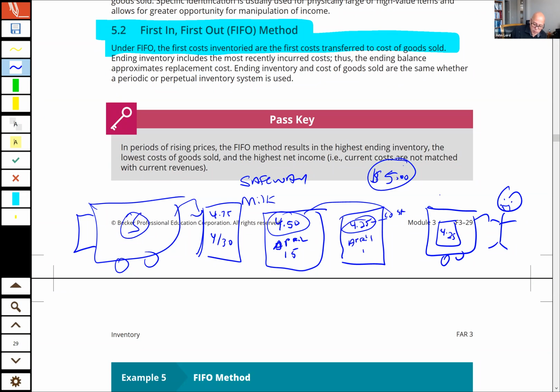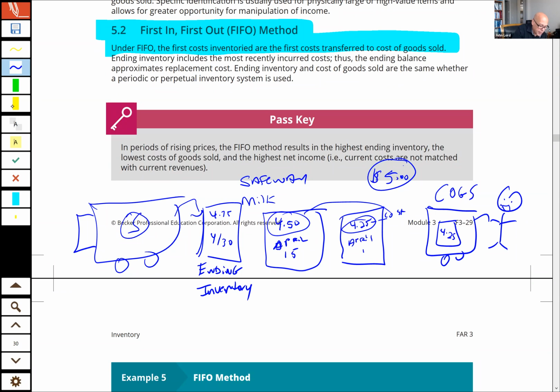So that means Safeway's cost of goods sold is 425 because they assume the first items that got put in inventory April 1st are the items that they're going to sell first, and their ending inventory is going to be these 475 ones that they bought on April 30th. First in, first out. Okay.